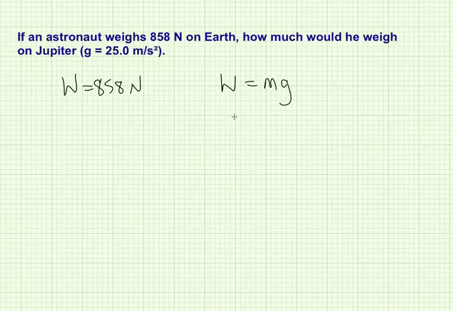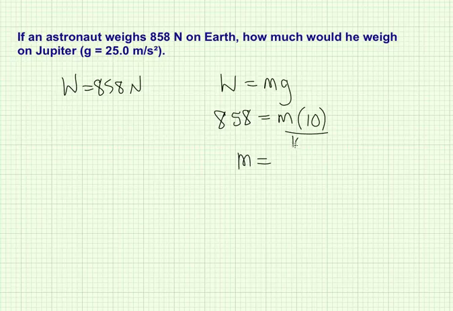So the way to find this is let's find the mass, because I know the mass is going to be the same both here and on Jupiter. So the weight is 858. I'm going to find the mass because that doesn't change. On Earth, the acceleration is 10 meters per second squared. Let's solve for mass. I'm going to divide both sides by 10, and when I do so, I get 85.8, and the unit for mass is kilograms.